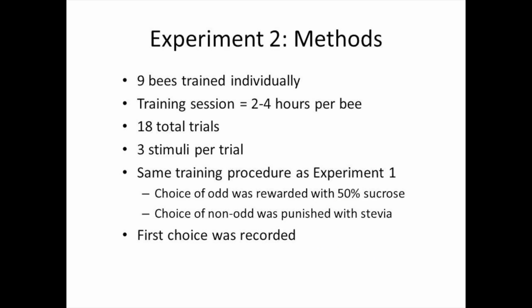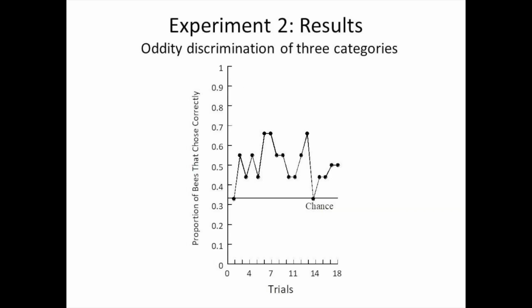The methods and procedure for experiment 2 is exactly the same as experiment 1, except this time I trained 9 bees instead of 8, and there were 18 total trials instead of 15. There were still 3 stimuli per trial, and the training procedure was exactly the same as experiment 1. The choice of odd was rewarded with 50% sucrose, and the choice of non-odd was punished with stevia. The results for experiment 2 are shown here. It can be interpreted the same way we interpreted the results for experiment 1.